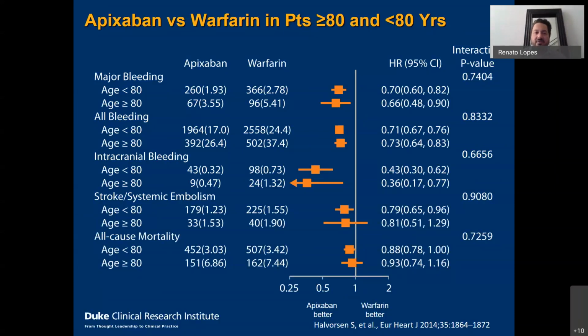Very safe drug to be used in the elderly patients above 80, as we can see here. No signal of any differential treatment effect of apixaban according to age. If anything, it seems that patients seem to be even safer if they are elderly with apixaban.